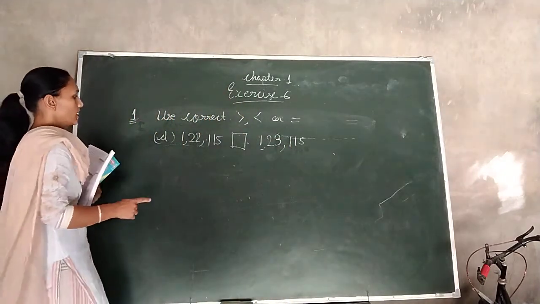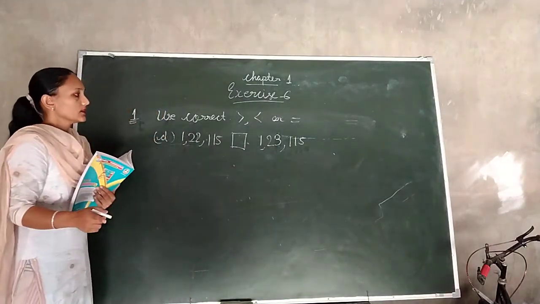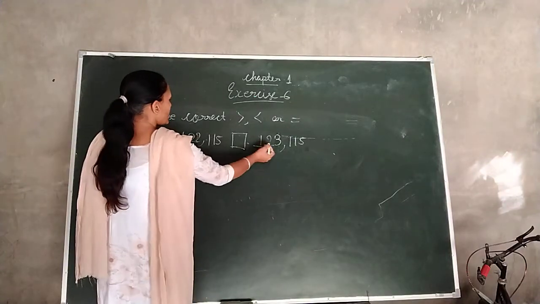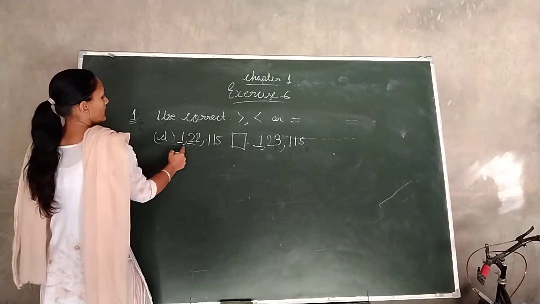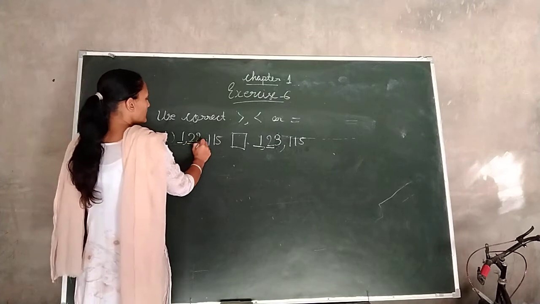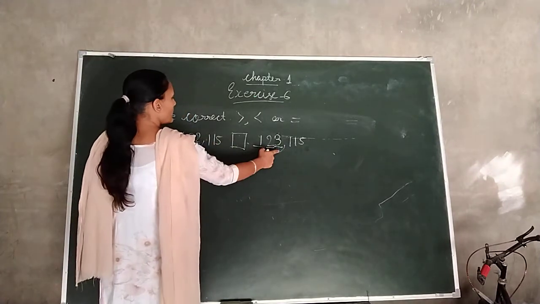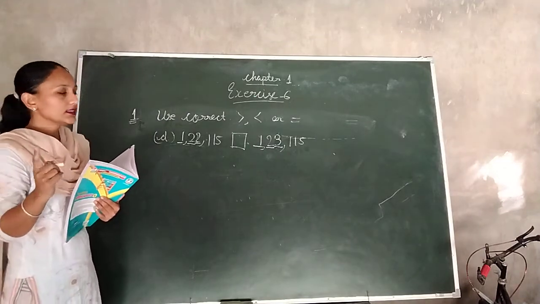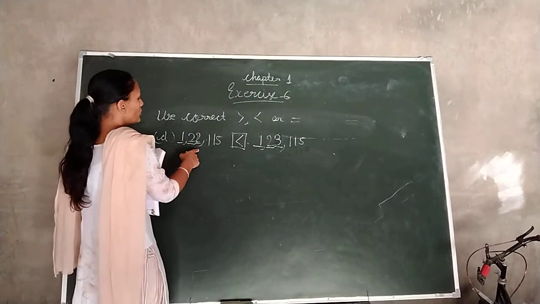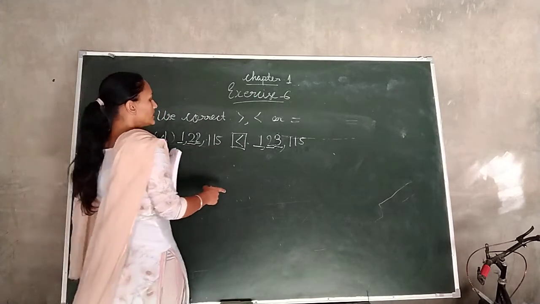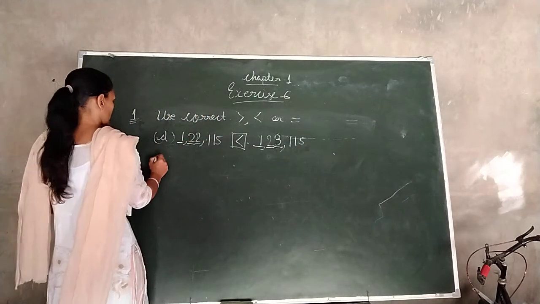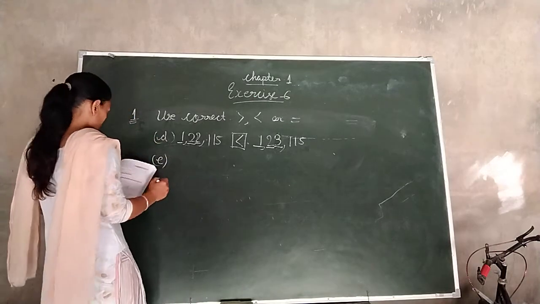First of all, both numbers have 6 digits. So next we will compare the digit in the lakh place. Both are the same. Next we will compare the digits in the 10,000 place. Both are the same. Next we will compare the digit in the thousand place. Here we have 2 and here we have 3. 2,000 is less than 3,000. So it means 1,22,115 is less than 1,23,115. Next, E part.